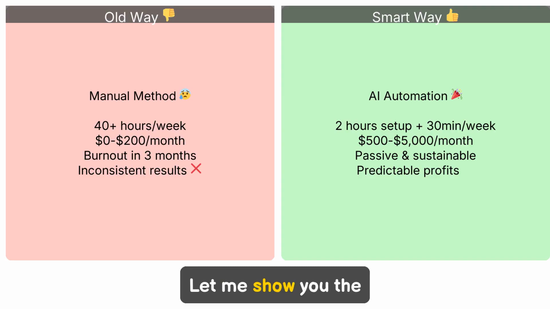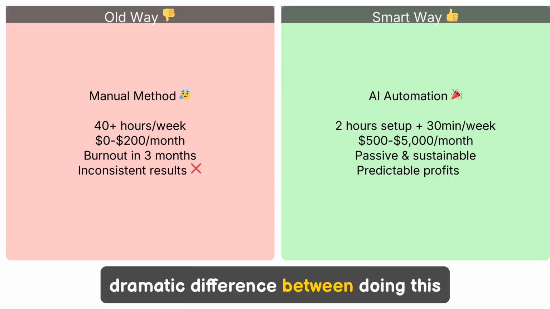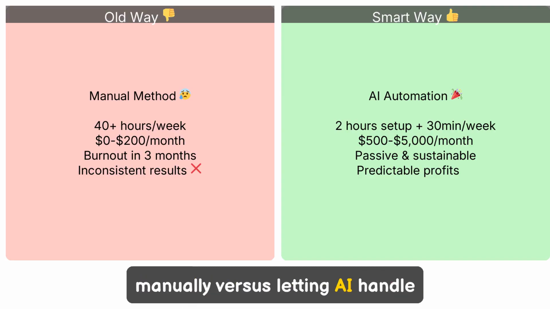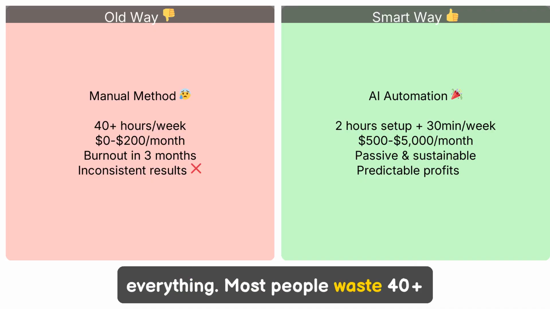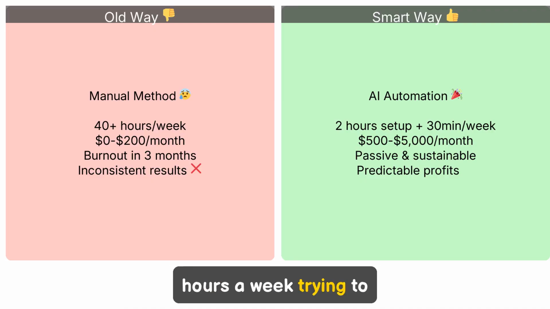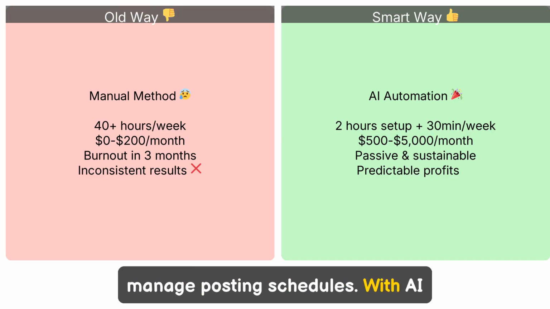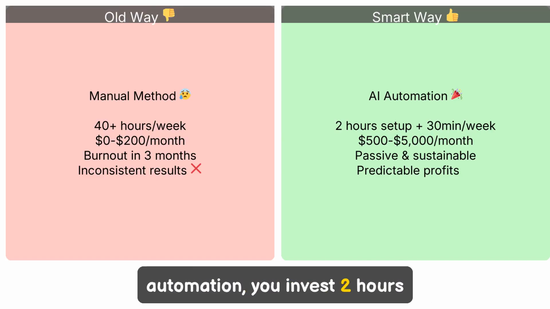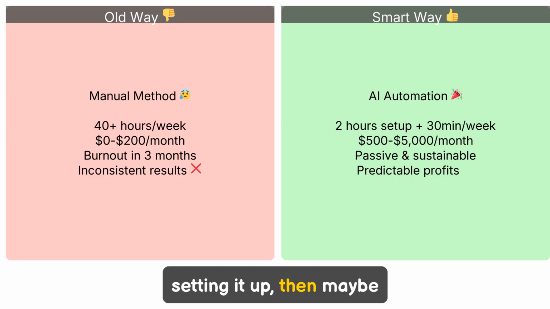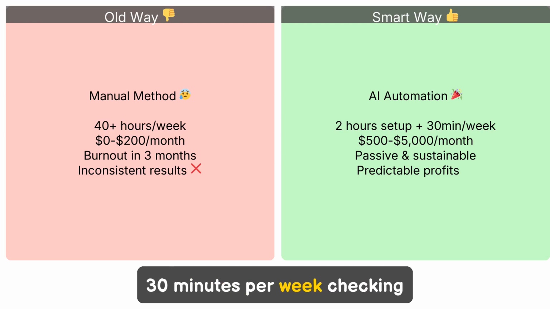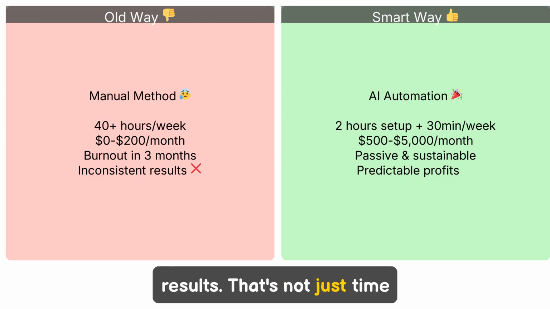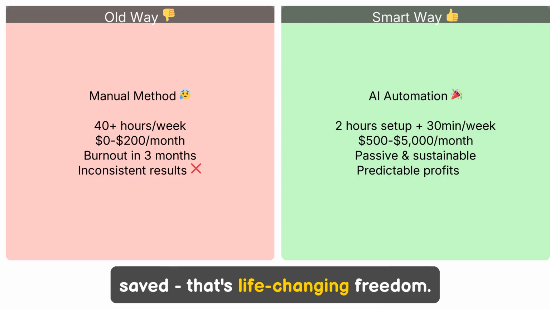Let me show you the dramatic difference between doing this manually versus letting AI handle everything. Most people waste 40+ hours a week trying to create content, research trends, and manage posting schedules. With AI automation, you invest 2 hours setting it up, then maybe 30 minutes per week checking results. That's not just time saved, that's life-changing freedom.